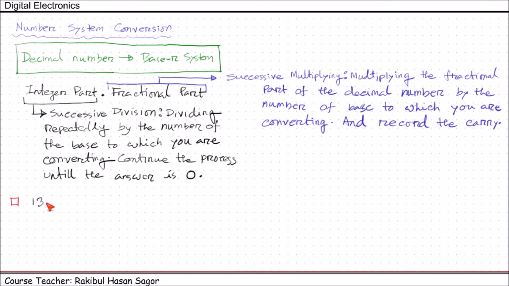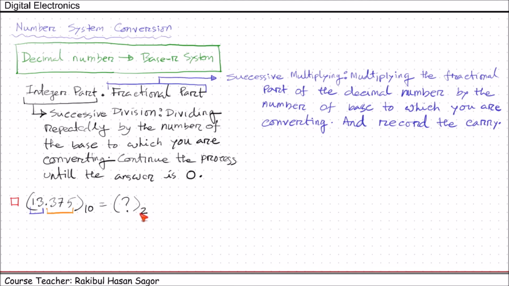Suppose we want to find the binary equivalent of this decimal number 13.375. This is decimal. What is the equivalent value in binary? We can see we have two parts. One is the integer part, that is 13. Another is the fractional part, that is 0.375. For the integer part, we should go for successive division by the base to which we want to convert. The targeting base is 2, because we want to convert the number to binary digits. We need to go for successive division of the integer part by this base, that means 2.